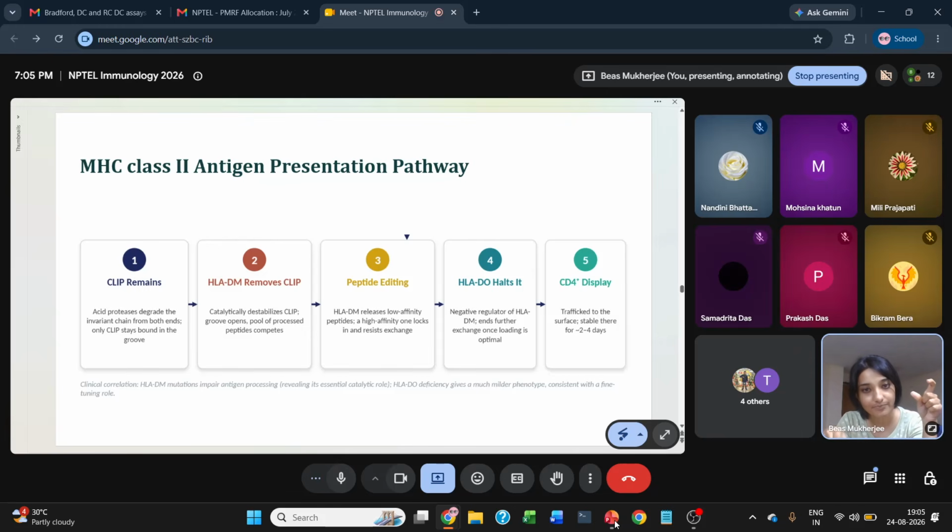HLA-DO halts it. This is a negative regulator of HLA-DM. HLA-DM will make the peptides move out, but HLA-DO will stop the right peptide from moving out. The negative regulator of HLA-DM ends further exchange once the loading is optimal. Then this complex is sent off to the plasma membrane and it sits there for 2 to 4 days for recognition by helper T cells.